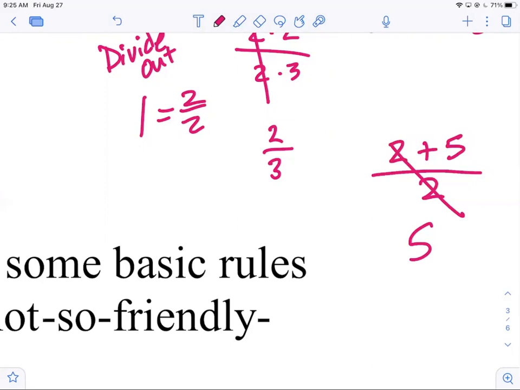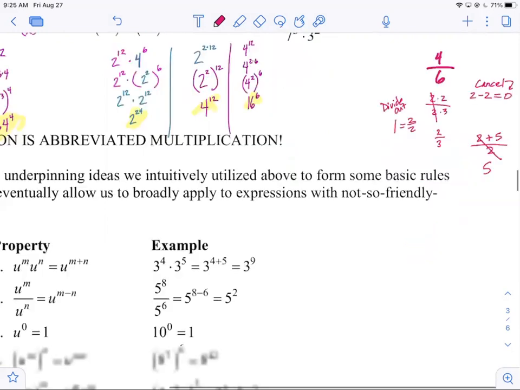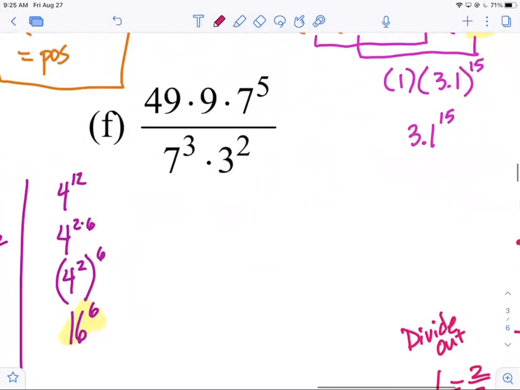This does not work. And the reason being is because 2 in the top is not a factor, it is a term. Good. We don't divide out common terms. We can only divide out factors, which means they have to be what multiplied? Multiplied. Very good.